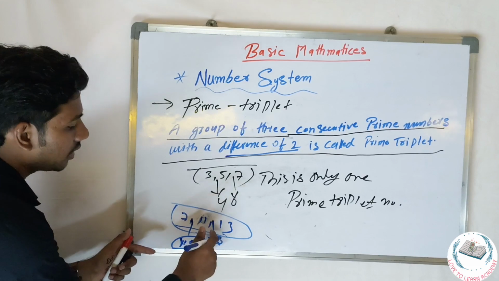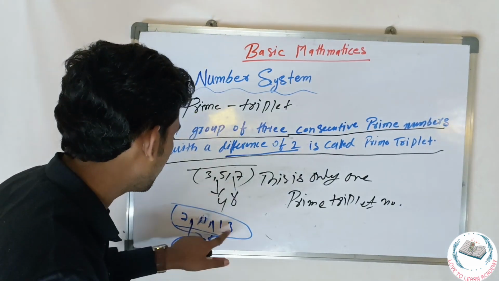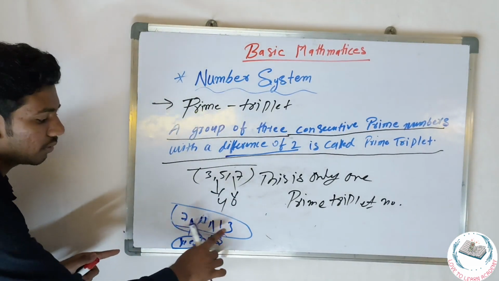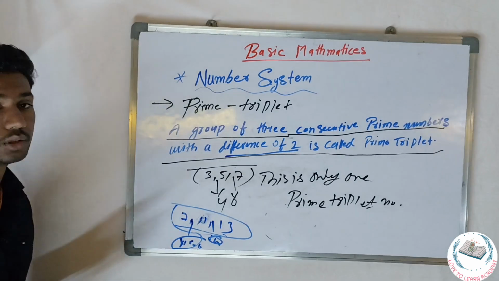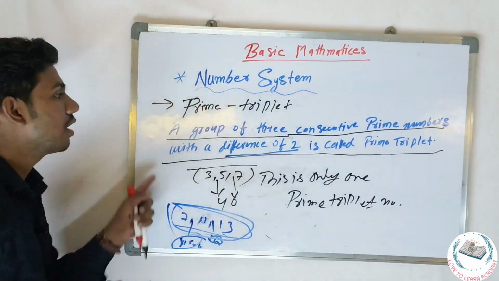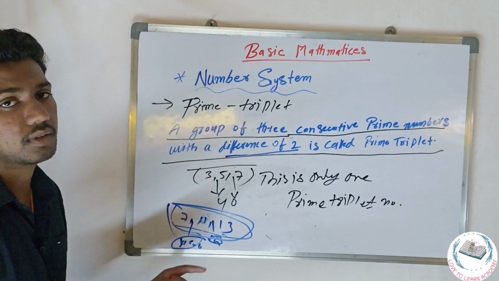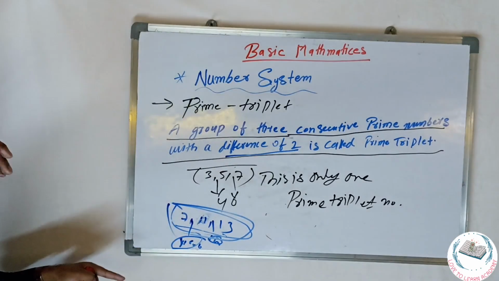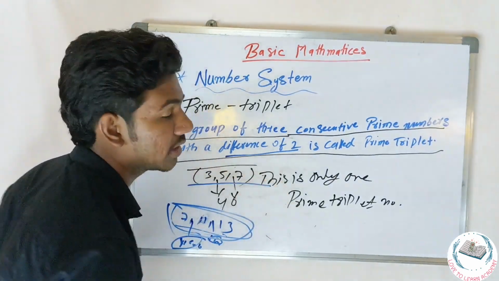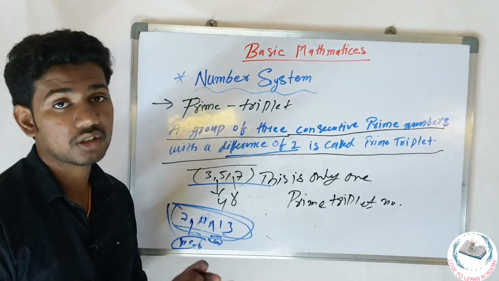If you look here, 12 is one number, so between two prime numbers 11 and 13 there is one number. But here it will be three numbers, so you can't call this a prime triplet. You can search anywhere, there is only one prime triplet, that is 3, 5 and 7. Okay, I hope you understand.